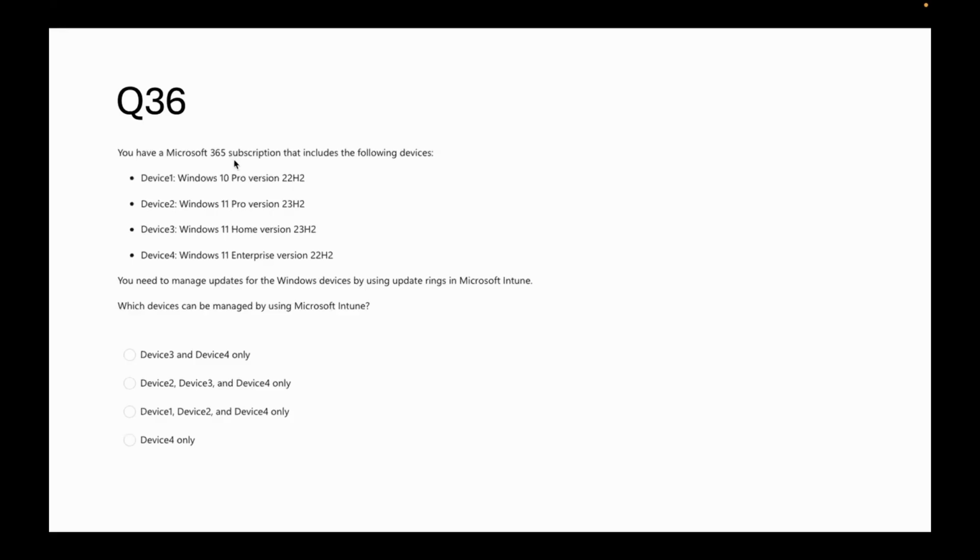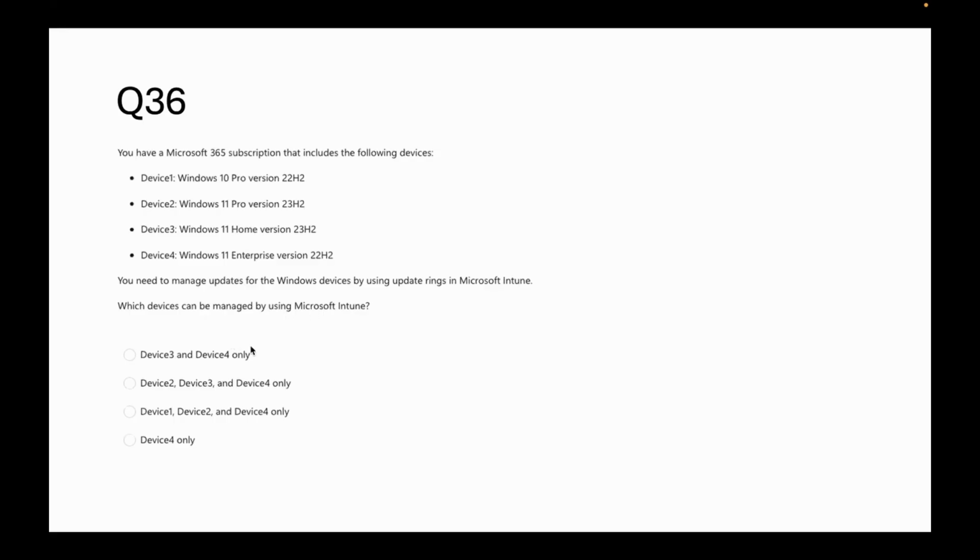Now, you have a Microsoft 365 subscription that includes the following devices. We have device 1, which has Windows 10 Pro version 22H2, device 2 Windows 11 Pro version 23H2, device 3 Windows 11 Home version 23H2, and device 4 Windows 11 Enterprise version 22H2. The ask is what? You need to manage updates for the Windows devices by using update rings in Microsoft Intune. Which devices can be managed by using Microsoft Intune?